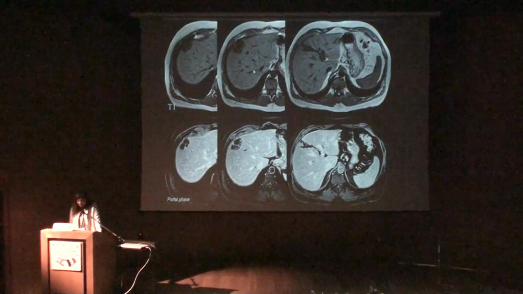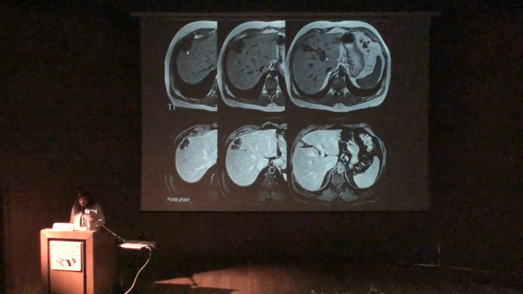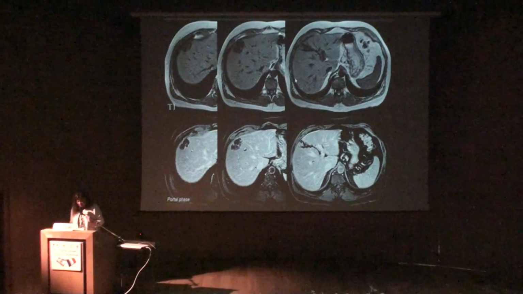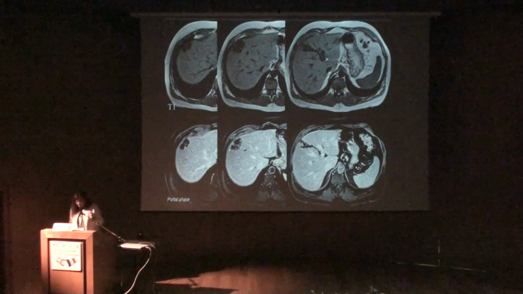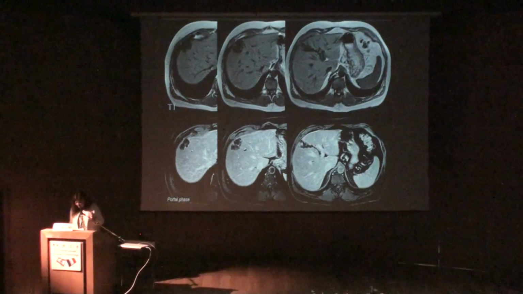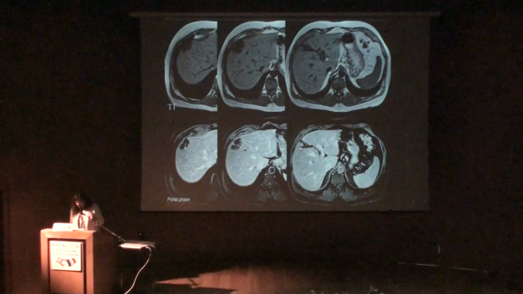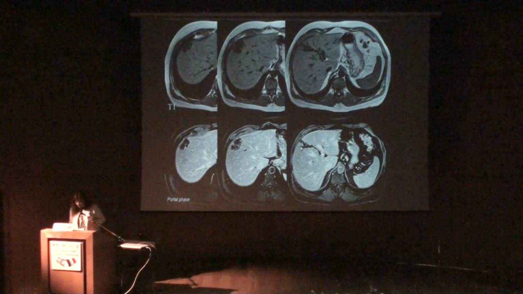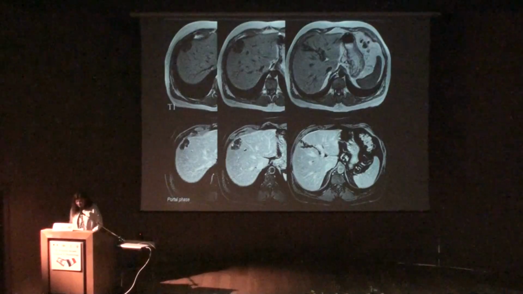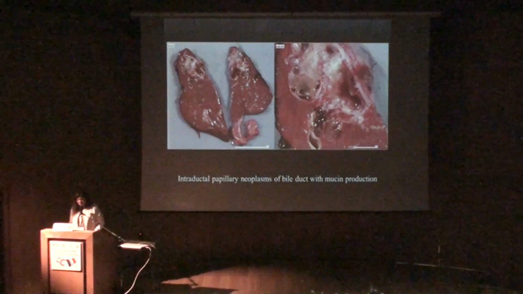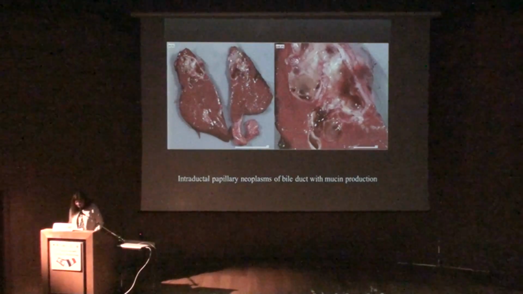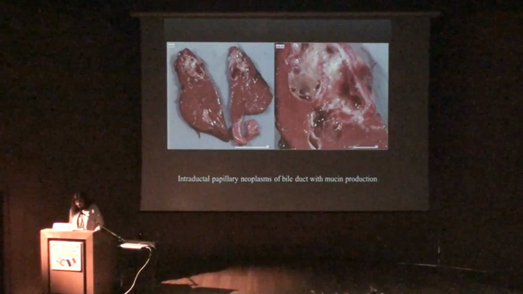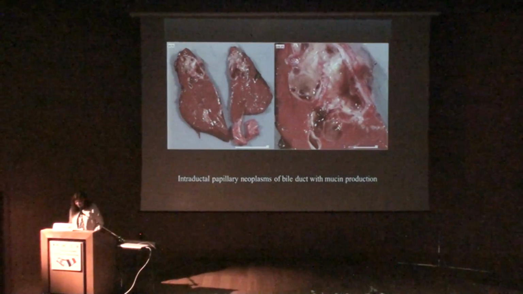Here is the MRI on T1. You see that this lesion is high signal on T1-weighted imaging. Maybe you can see a weak enhancement of the periphery of the lesion here, and again, you see dilatation of the bile duct and communication of the bile duct with this lesion. And here, after surgery, is the pathologic specimen, and you can very nicely see here that it was an intraductal papillary neoplasm of bile duct with mucin production.